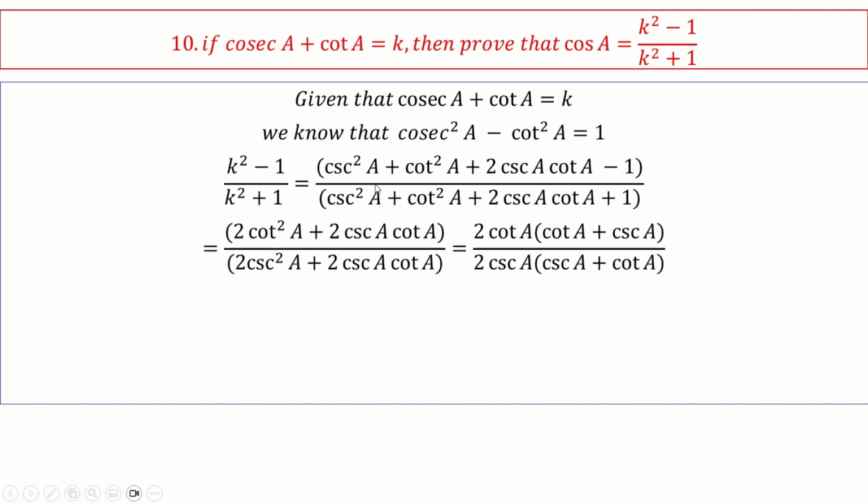If you simplify it, what you will get is cosec square A minus 1, which is nothing but cot square A. So 2 cot square A plus this value. And here cot square A plus 1 is nothing but cosec square A. So 2 cosec square A plus this one. You take the appropriate things common, then what you are left with is cot A by cosec A, which is nothing but cos A. So cos A is this value. Okay. Next.